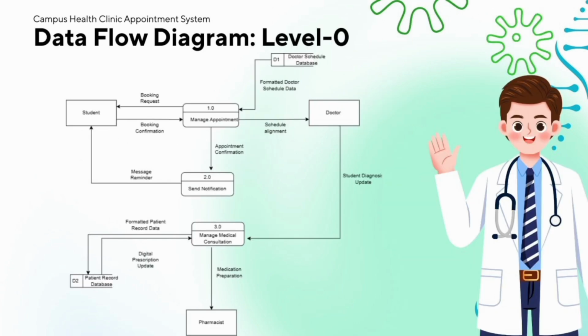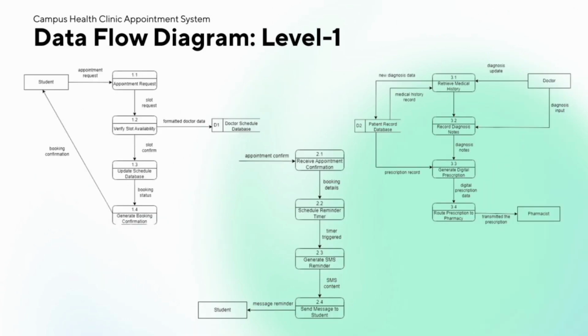Next, we have the data flow diagrams. The level 0 DFD breaks the system into three main processes: manage appointment, manage reminders, and manage medical consultation. We also create level 1 DFDs for each of these processes to show more detail. For example, the manage appointment process includes sub-processes like receiving the appointment request, verifying slot availability, updating the schedule database, and generating a booking confirmation.